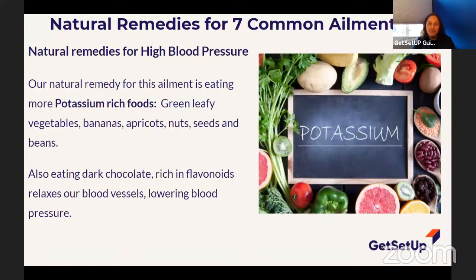Another one, which I found really exciting, is that dark chocolate is rich in flavonoids. These flavonoids have been known to relax our blood vessels. So when we have relaxed blood vessels and they're not so taut, it lowers our blood pressure naturally. And when I say dark chocolate, I'm talking about the 70% or higher dark chocolate, not just the brands of chocolate you get in the candy bars in the store. I mean the nice pure chocolate that's at least 70% or higher.